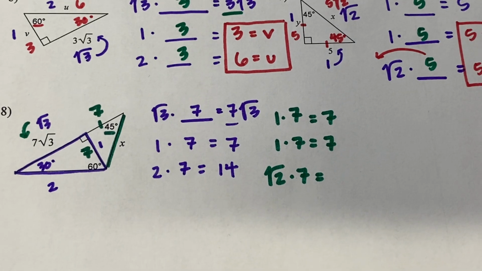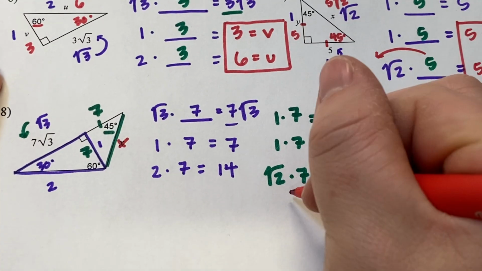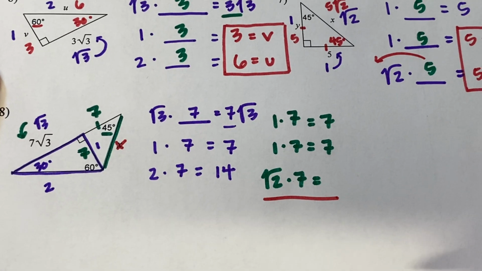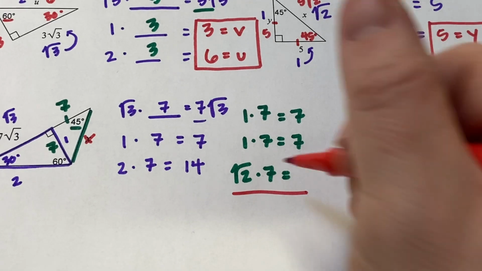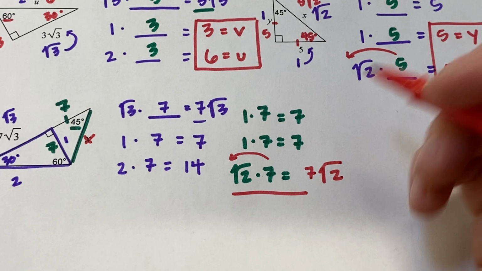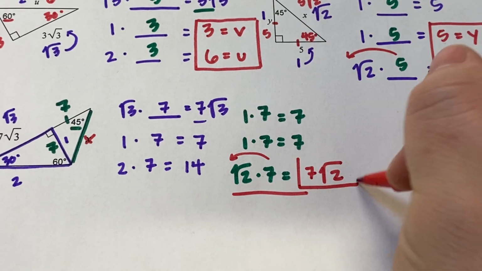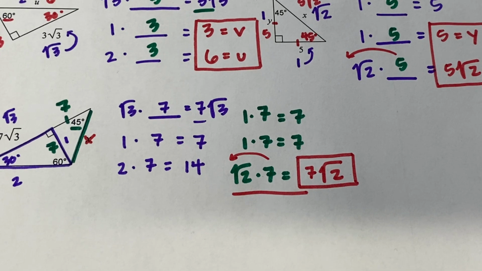Okay, well, what is my end goal? This guy right here, my x, is my end goal. So what is root 2 times 7 going to give me? What is that final missing side going to be? Okay, well, that 7 is just going to go right in front and give me 7 root 2. And there we go.